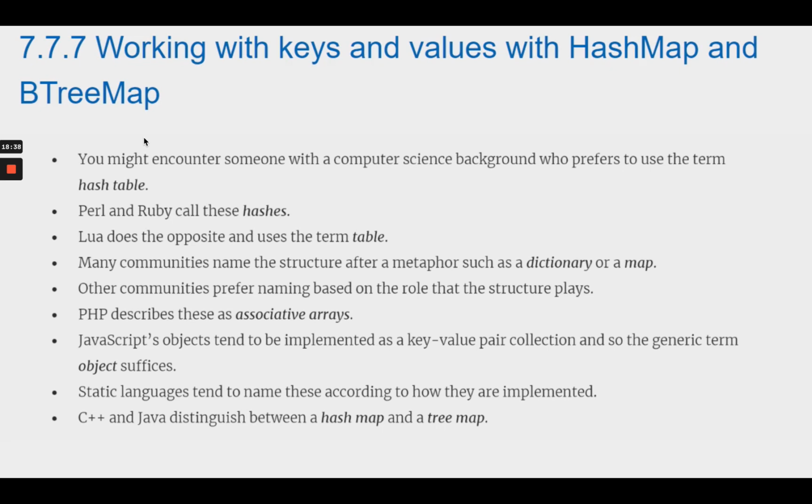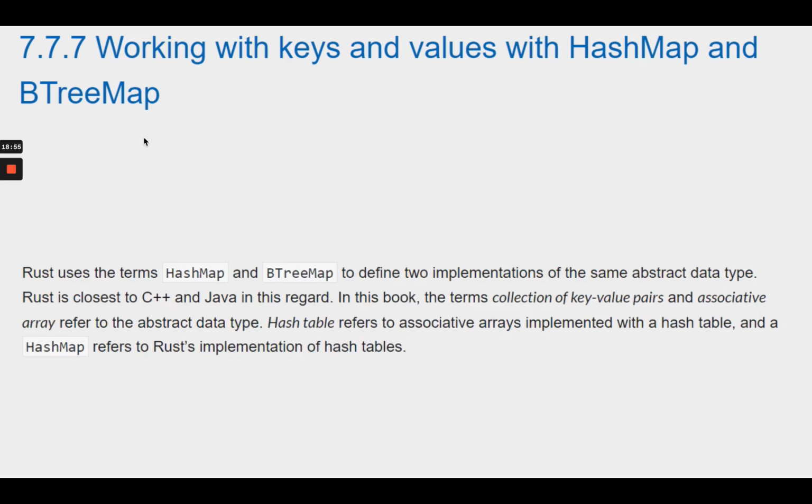JavaScript's objects tend to be implemented as key-value pair collections, and so the generic term object suffices. Static languages tend to name these according to how they are implemented. C++ and Java distinguish between a hash map and a tree map. Rust uses the term hash map and B-tree map to define 2 implementations of the same abstract type. Rust is closest to C++ and Java in this regard.